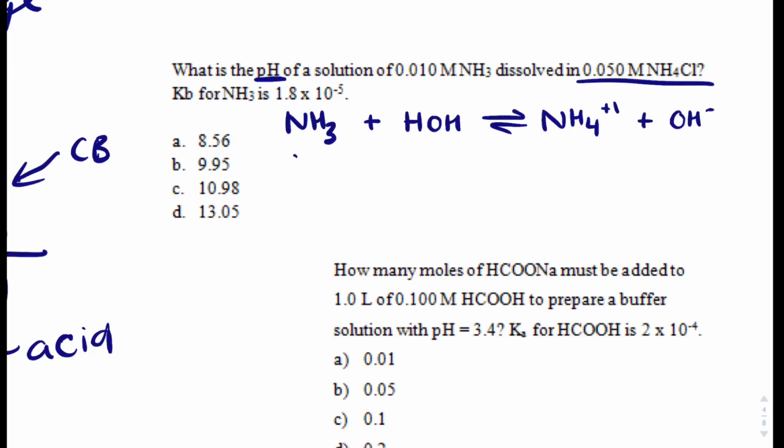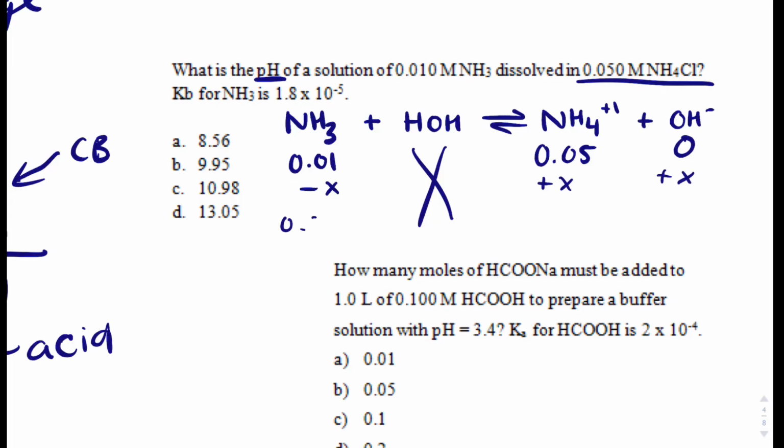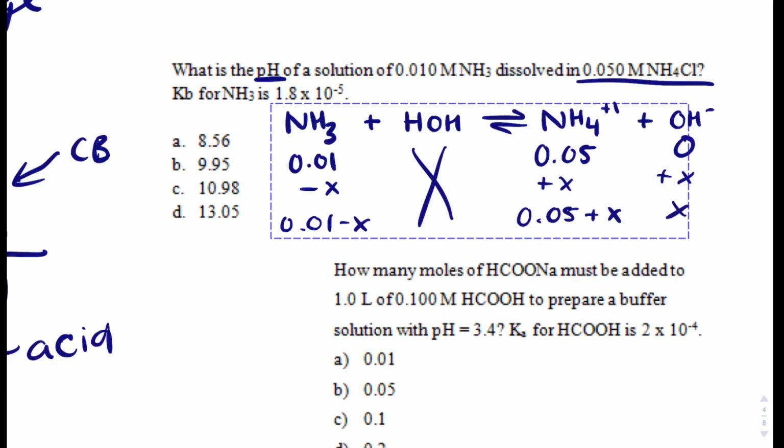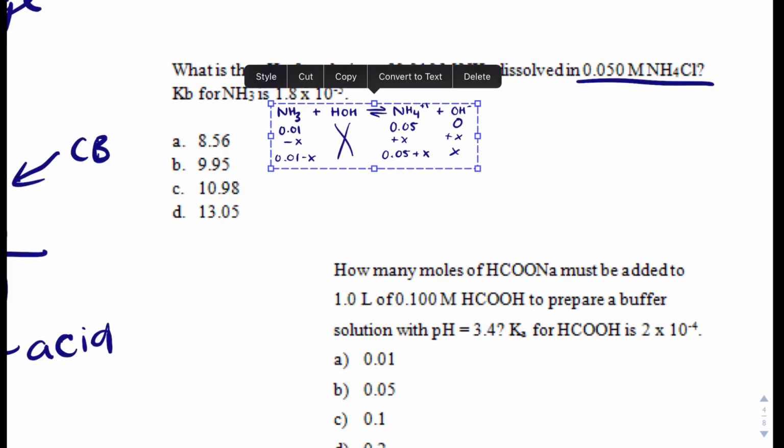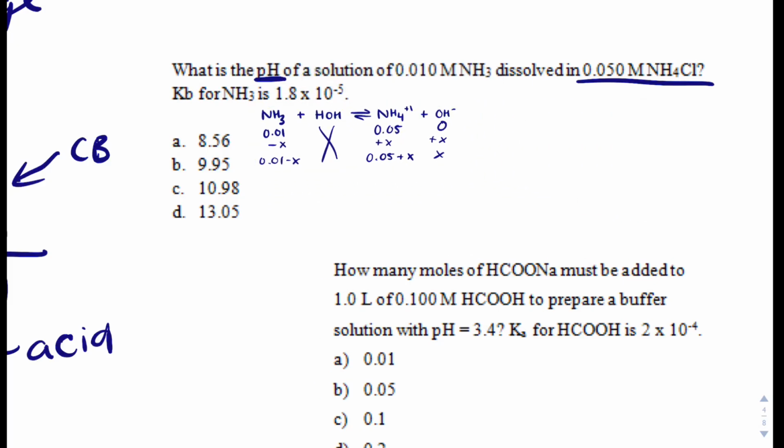And you've got 0.01. You've got X. You've got 0.05. And you've got 0, so we'll say minus X plus X plus X: 0.01 minus X, 0.05 plus X, and X, okay? And I'm going to make that a little bit smaller to give myself some room.